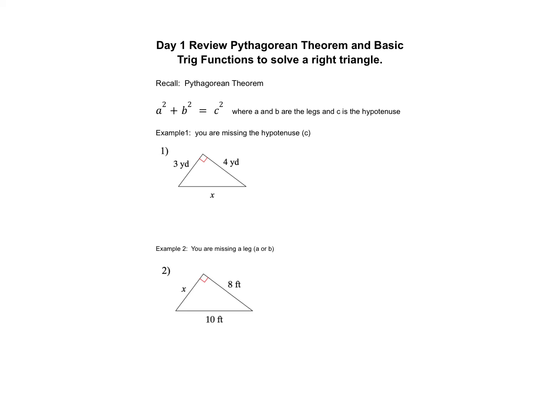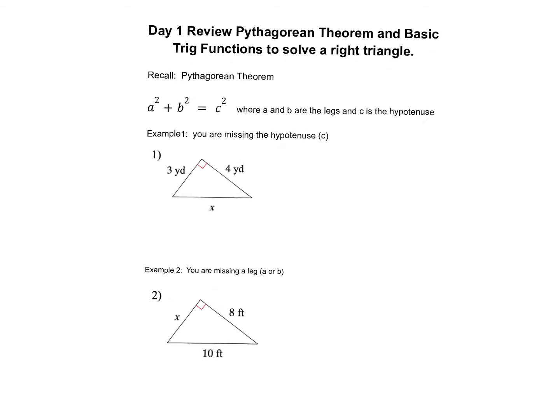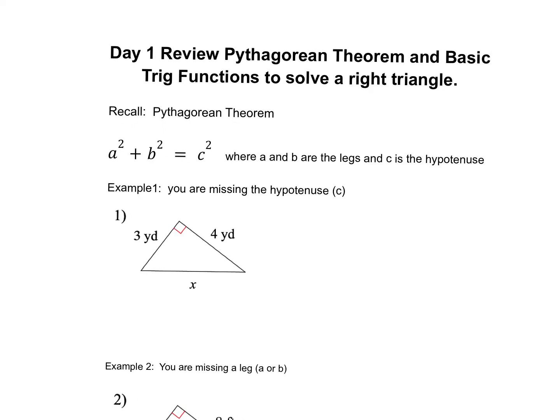Okay, so as we are starting chapter 9, the first thing that we need to do is review the Pythagorean theorem and the basic trig functions. And then you're going to have to be able to use that information to solve a right triangle. So let's just go through a few things that hopefully should be a little bit of a review.